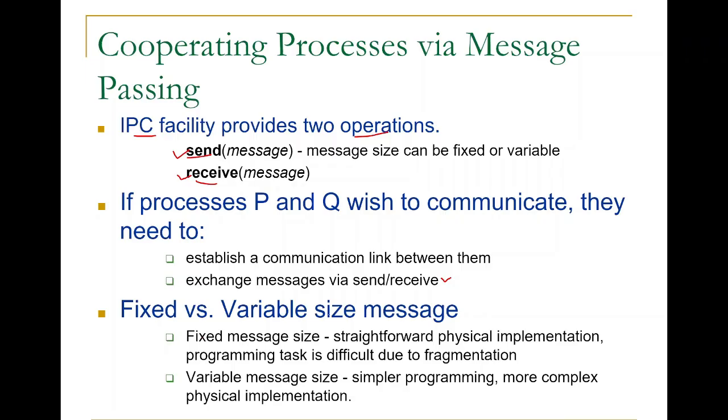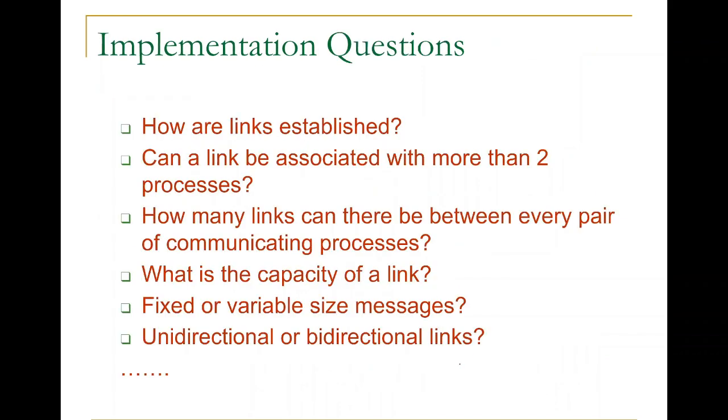So as I said, messages can be different size. It could be fixed, it could be variable. The fixed message size is a straightforward physical implementation. The programming task is difficult due to fragmentation. Right? Then variable message size means you have simpler programming, but it is more complex physically to actually code it and manage it. You will see, fragmentation is when you have spaces but you cannot fill them because of some limitations within the algorithm or within the system. So we will meet more on that when we talk about memory.